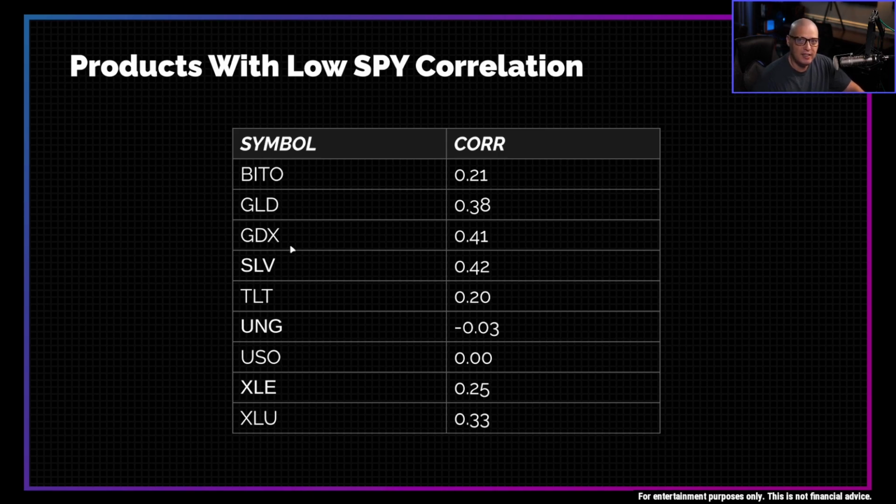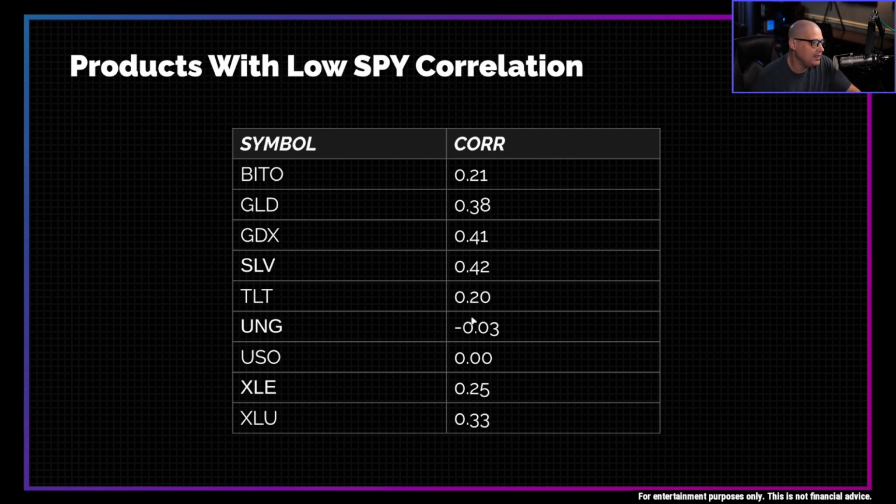GDX, now that is an ETF of gold mining stocks, and because they're stocks, they're equities, and they're part of the broader stock market, you would think they would move around with the broader market, but they really don't, because gold miners, these particular stocks, are really tied to gold futures. So again, the correlation is really low, 0.41. SLV, which is silver, that's mirroring the silver futures. Again, just like gold, it really doesn't pay attention to the broader stock market, right? 0.42 correlation. TLT, that's a bond ETF.